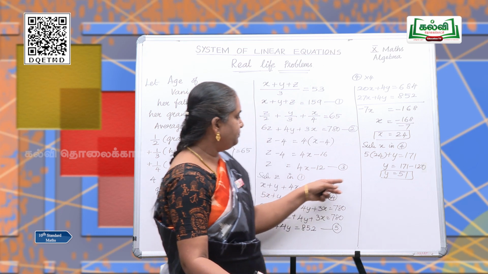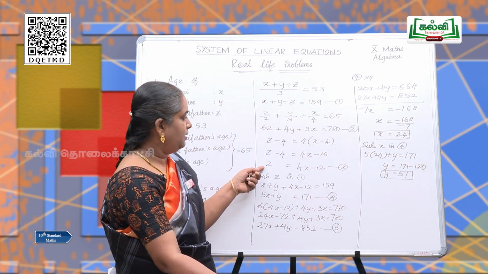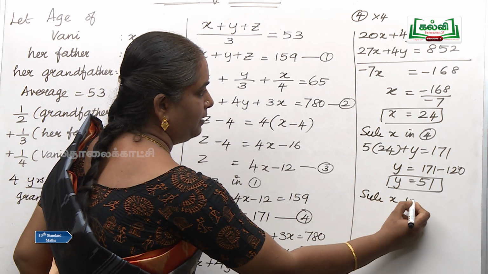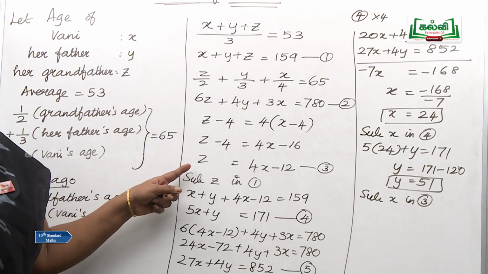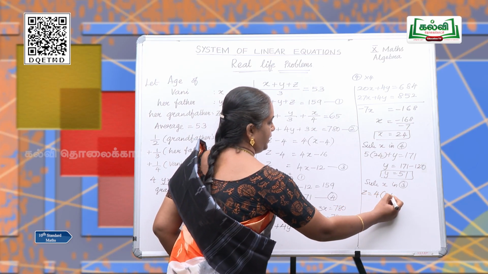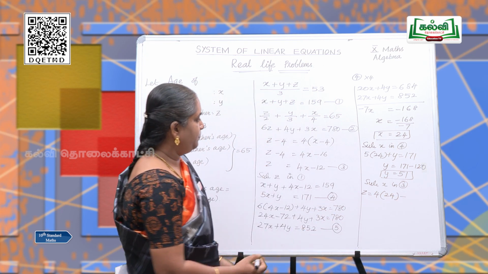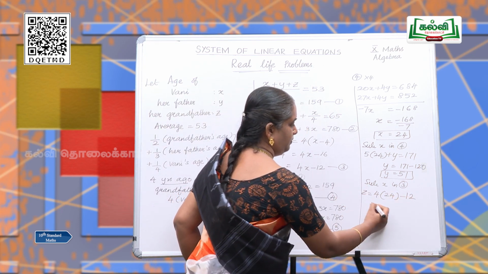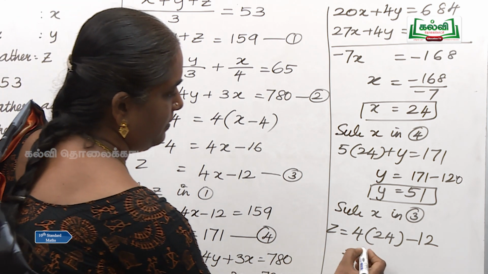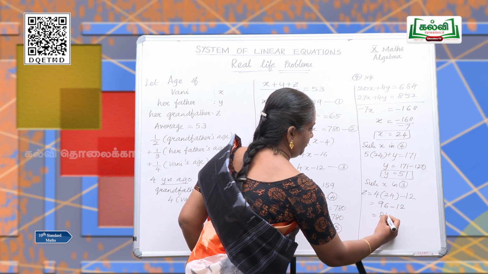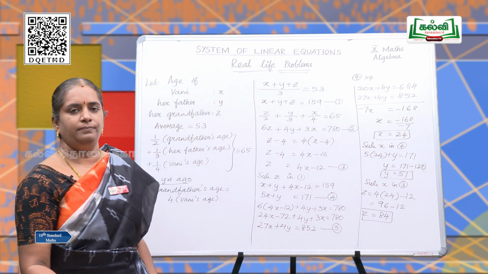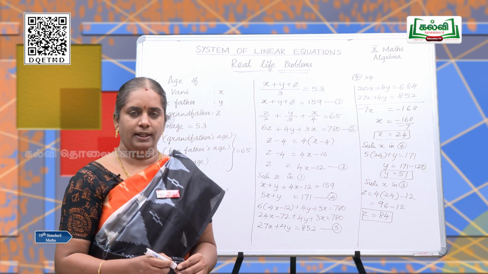Using these two, we may find z. We substitute x in the third equation and get the value of z. So, z is equal to 4 into x, which is 24, minus 12. 4 into 24 is 96, minus 12 is 84. So, Vani's grandfather is 84 years old. These are the ages of all these 3 persons.